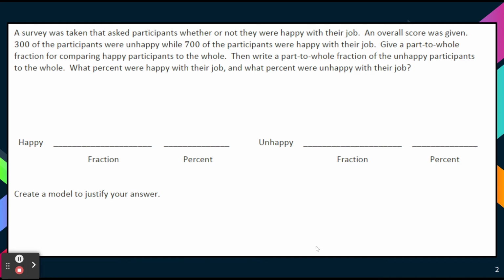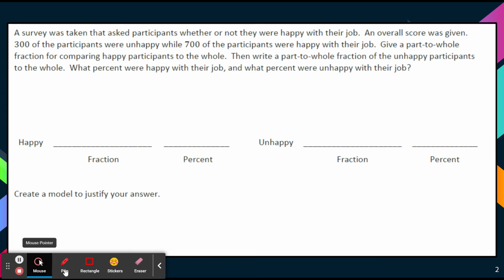A survey was taken that asked participants whether or not they were happy with their job. An overall score was given. 300 of the participants were unhappy, while 700 of the participants were happy with their job. Give a part to whole fraction for comparing happy participants to the whole. All right, so first part of this, we're going to look at the happy participants. Let me just go ahead and underline a couple of key things here.